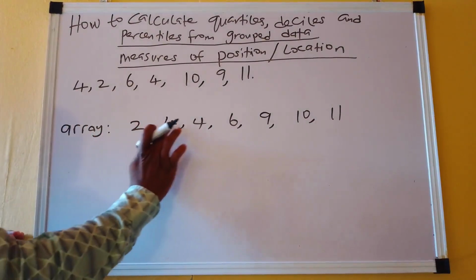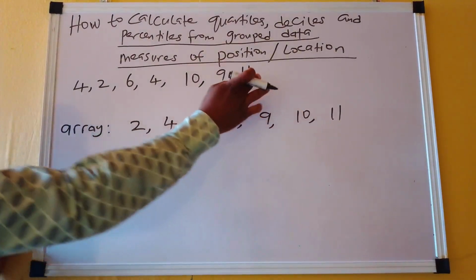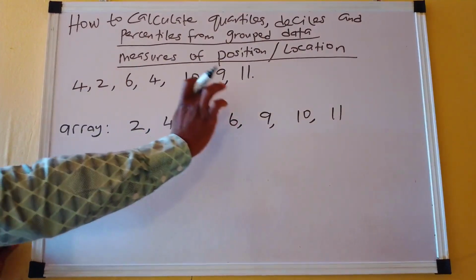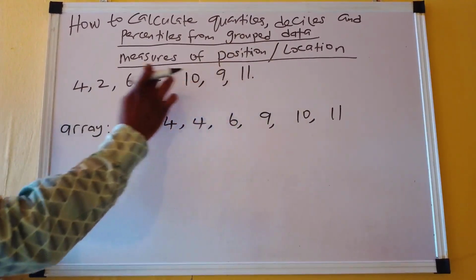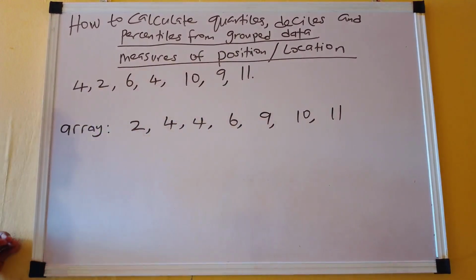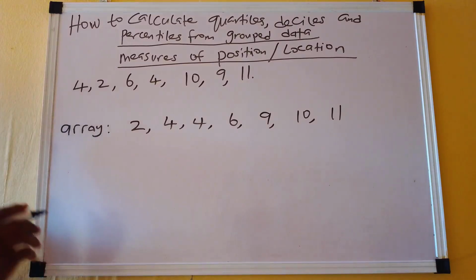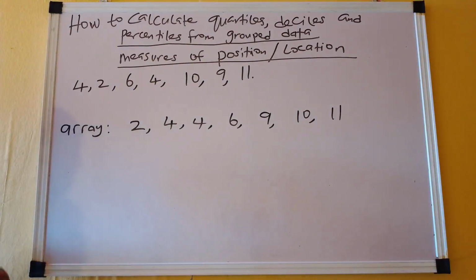You can count 1, 2, 3, 4, 5, 6, 7, and from the raw data, that is the original data, you also count 1, 2, 3, 4, 5, 6, 7. The essence of counting is to ensure that no data point is left out.